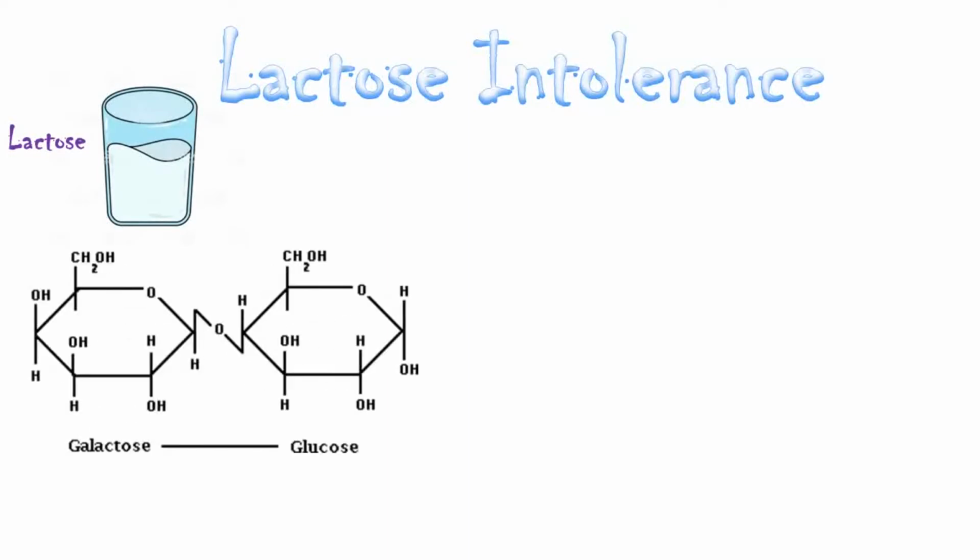Hello. Today in this video, I'm gonna talk about lactose intolerance. Lactose is the major form of carbohydrate in milk. It is a disaccharide made up of the union of one glucose and one galactose molecule.